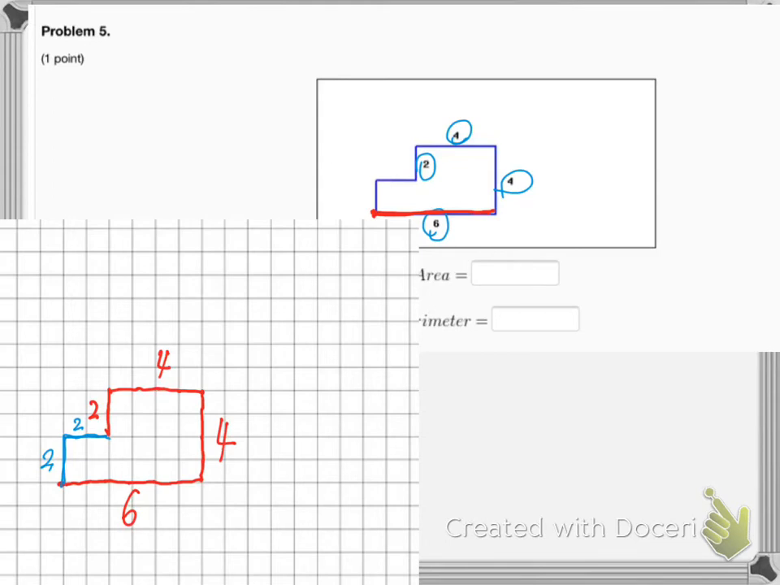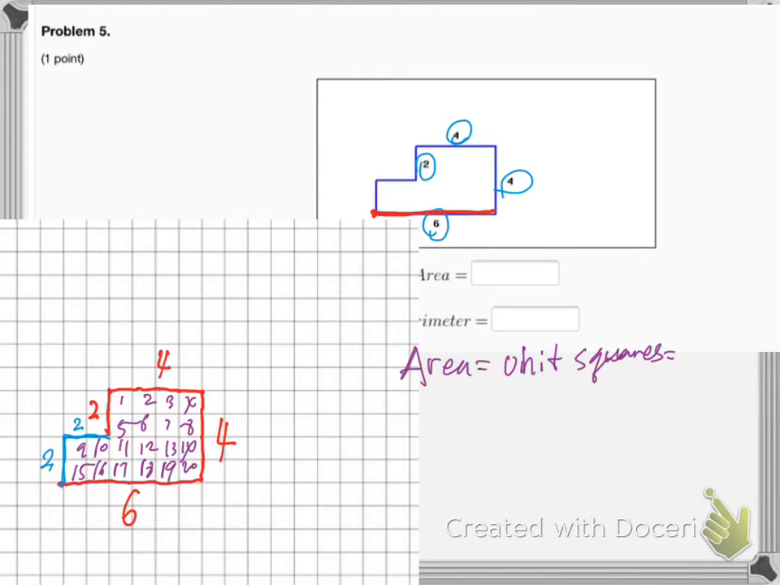Now again, the area is the unit squares inside. Let's count how many squares. 1, 2, 3, 4, 6, 7, 8, 9, 10, 11, 12, 13, 14, 15, 16, 17, 18, 19, 20. Okay, 20. So area is 20. You can use formulas, area of triangles, area of rectangles, to find the area of the shape, but the easiest way is counting.